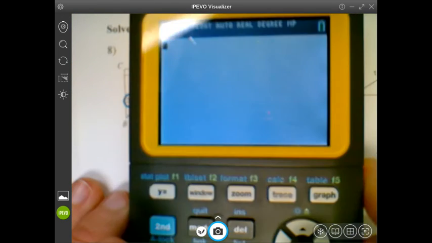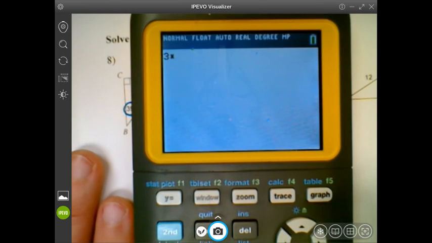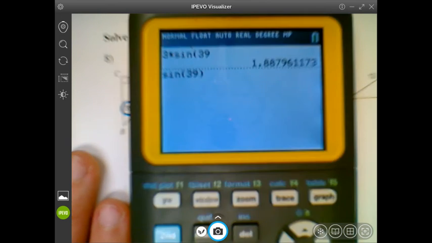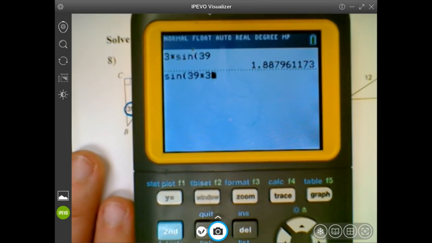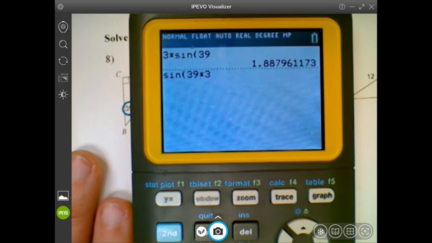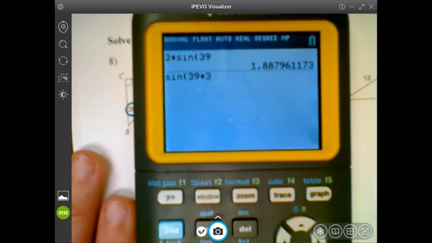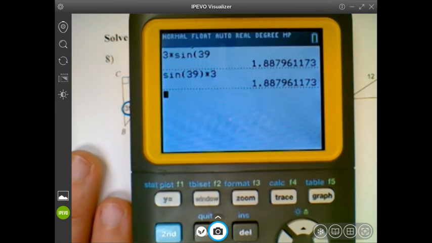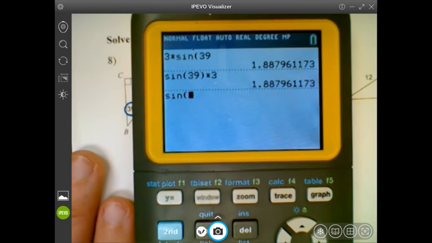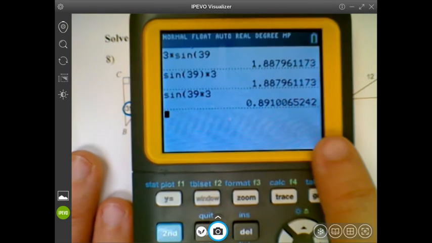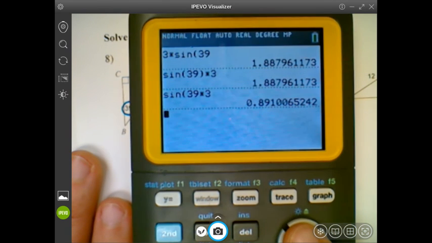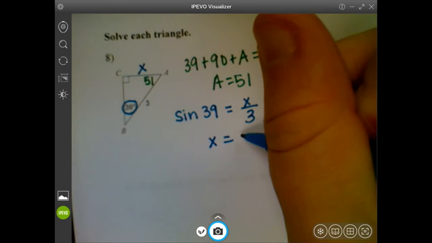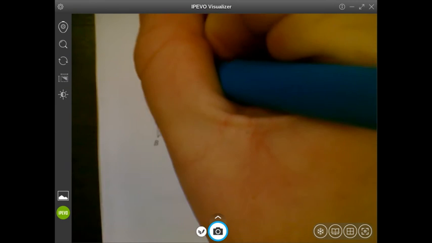When you type this in your calculator, it's easiest to do 3 times the sine of 39. If you type in the sine of 39 first, you have to close the parenthesis. If you just type in times 3, then it's going to actually do the sine of 117, and you don't want that. So close the parenthesis, then hit times 3. That would give it to you as well. So either this one or this one, but not that one. Don't pick that one. That one's wrong. All right, so it looks like our side is 1.89. So we have this side, 1.89.